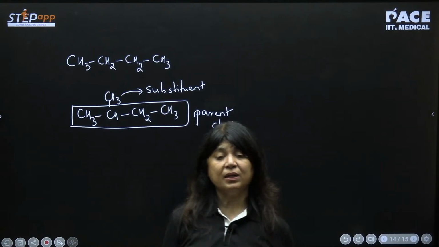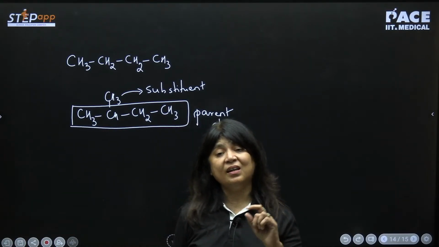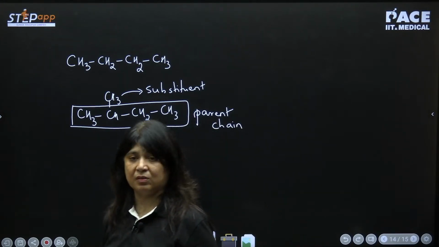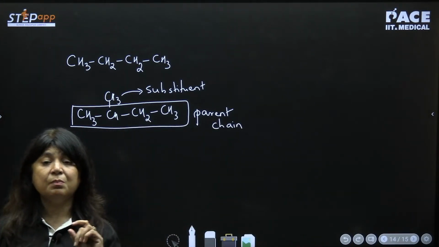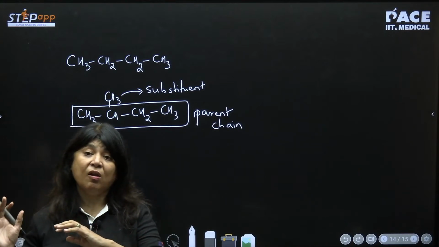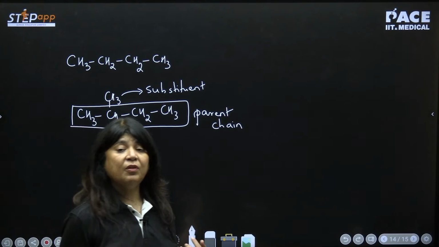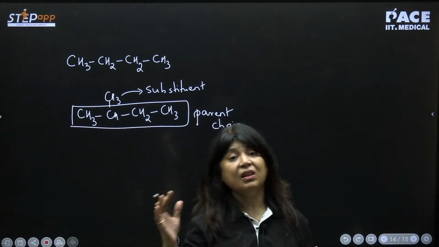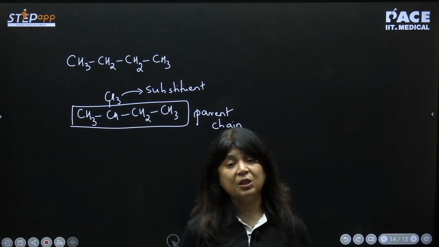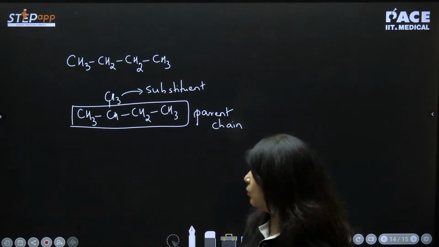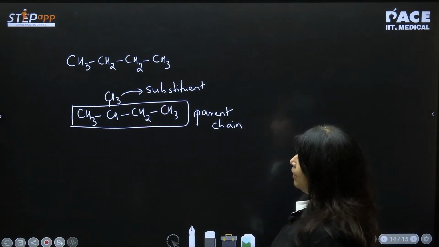Name of a substituent is always written as a secondary prefix. Secondary prefix means the naming will always begin with the naming of the substituent. The naming of the organic compound will always begin with the naming of the substituent if it is there in the organic compound. So let us see the name here.